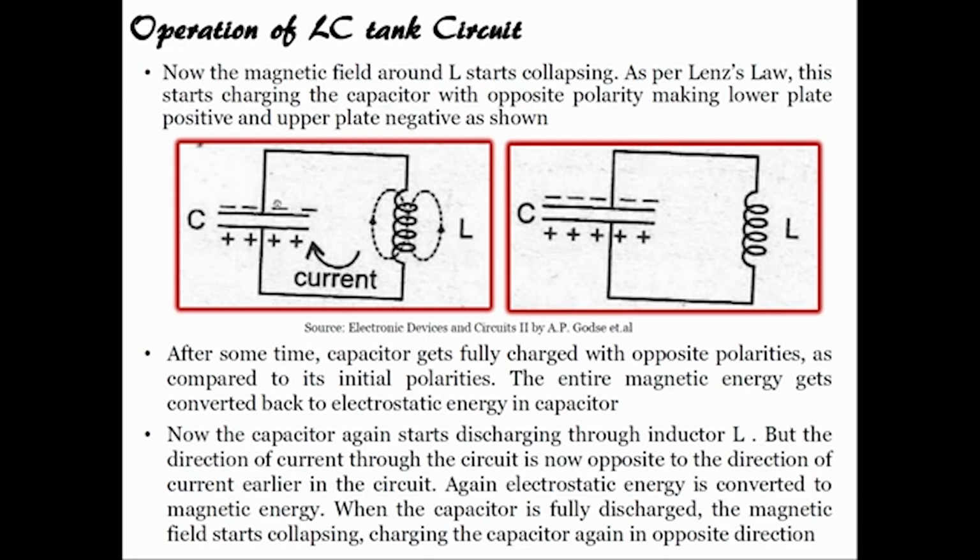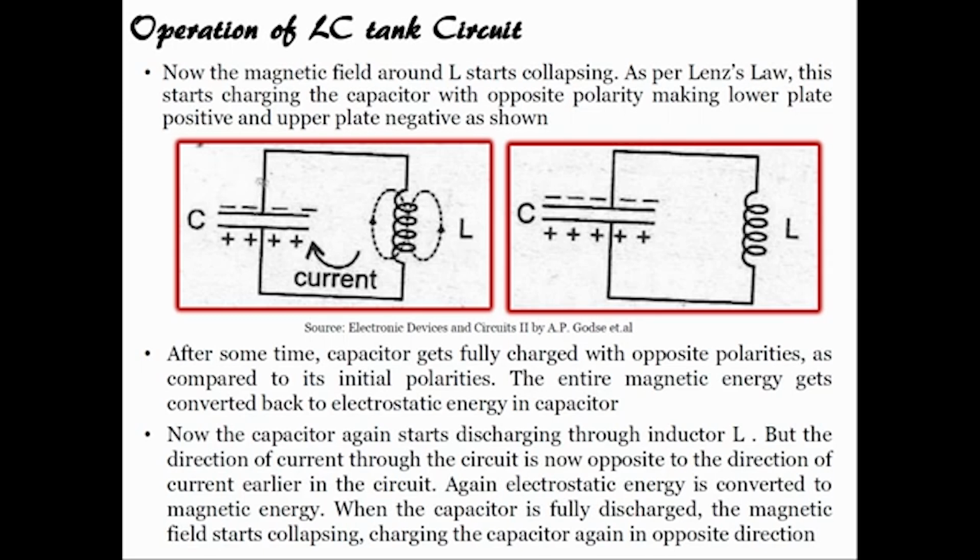Now again, after some time, when the capacitor is fully charged, it will start discharging with polarities opposite to its initial polarities. Initially it was plus on the top plate and minus on the bottom plate. Now it is plus on the bottom plate and minus on the top plate. So now it is discharging with the opposite polarity compared to its initial polarity, and the entire magnetic energy gets converted to electrostatic energy in the capacitor.